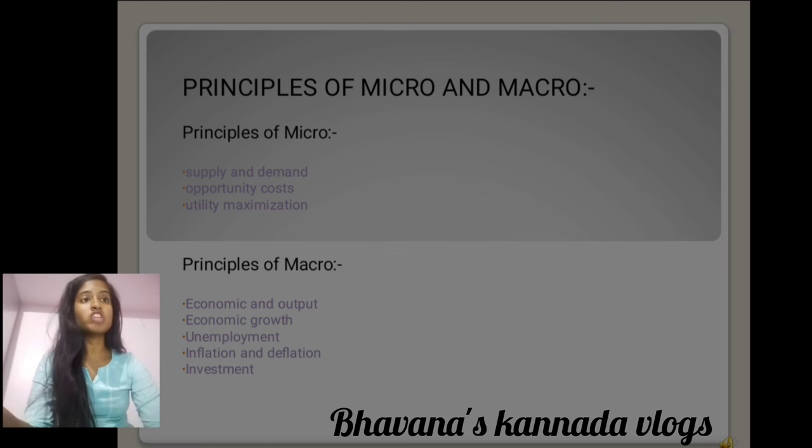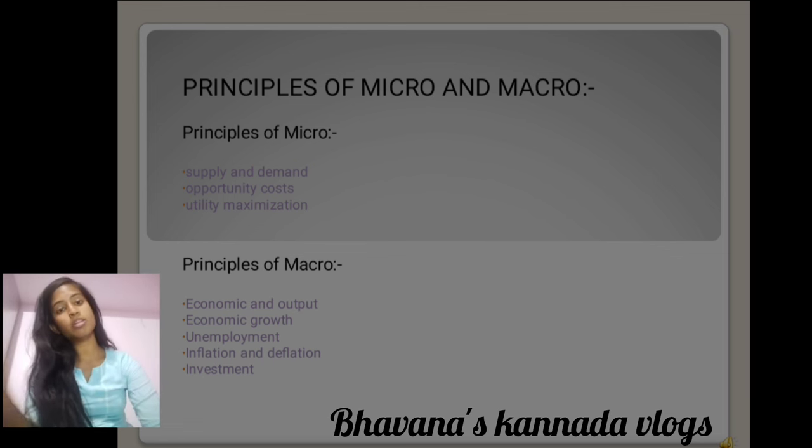Next point was inflation and deflation. Inflation is an increase in the price of items, and deflation is a decrease in the price level. Inflation means the product demand is always more, so we can increase the price of the product. If demand is less, we sometimes have to sell it at a low cost also.